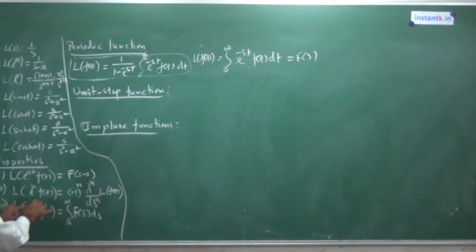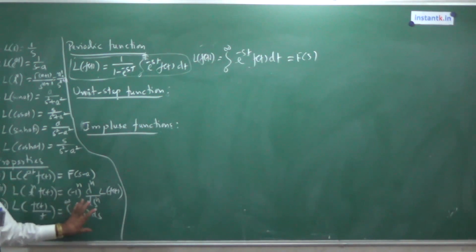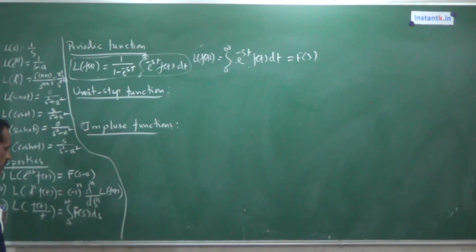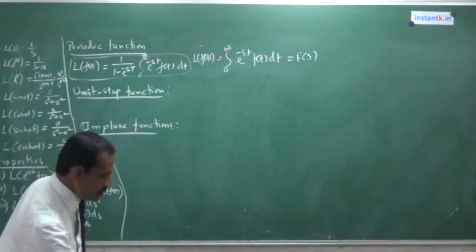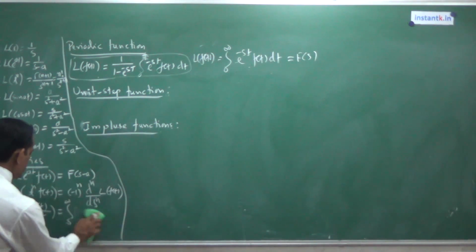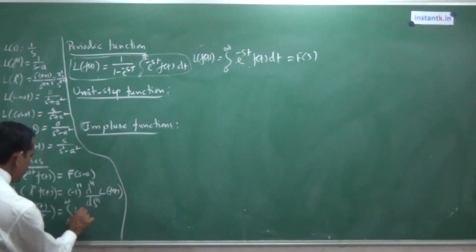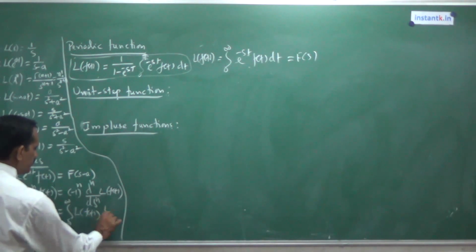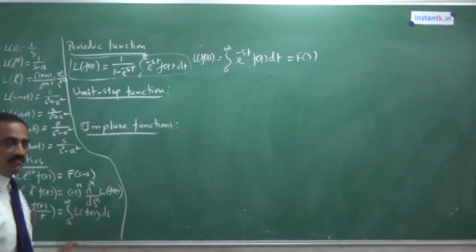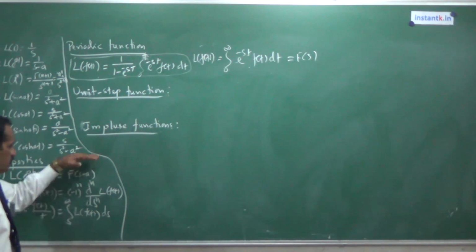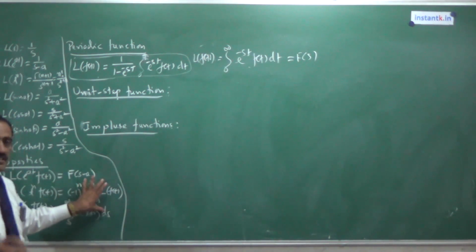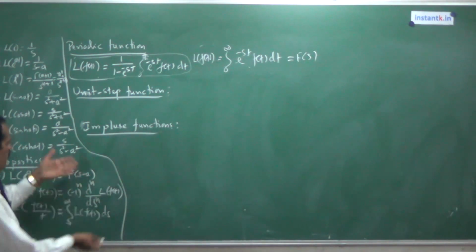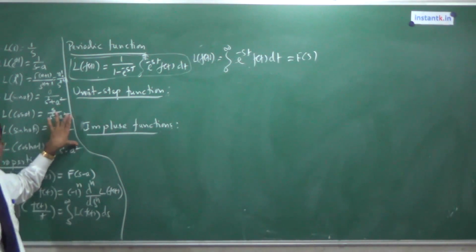Next, if it is of this type, f of t by t, how to get the Laplace transform? That means integrate the Laplace transform of f of t. What is F of s? F of s is nothing but the Laplace transform of f of t. For the numerator, find the Laplace transform, and integrate with respect to s from s to infinity. So from these 3 properties, the first question will be asked, or by converting into any of the standard forms and getting its transform.